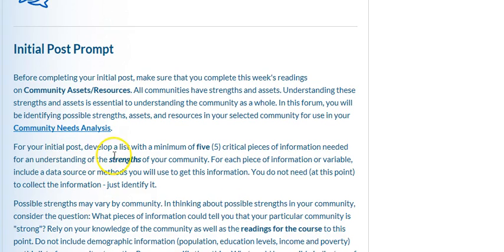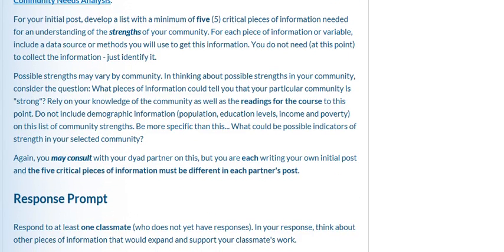So for your initial post, develop a list with a minimum of 5 critical pieces of information needed for an understanding of the strengths of your community. For each piece of information or variable, include a data source or methods which you will use to get this information. So at this point, you don't need to collect it, just identify it.